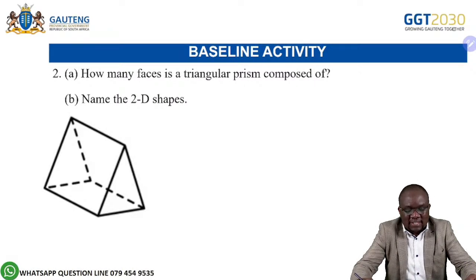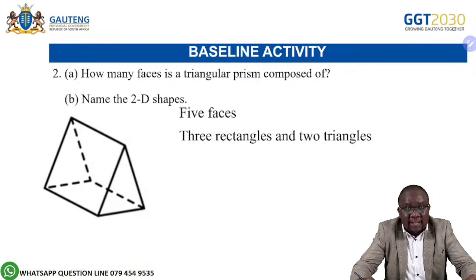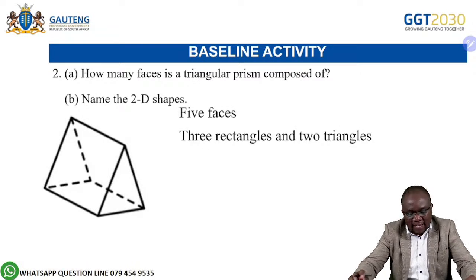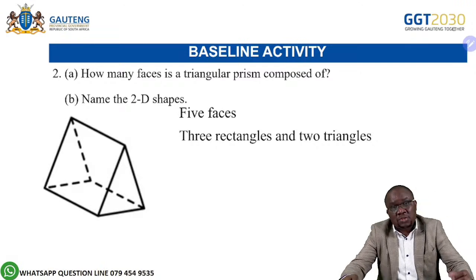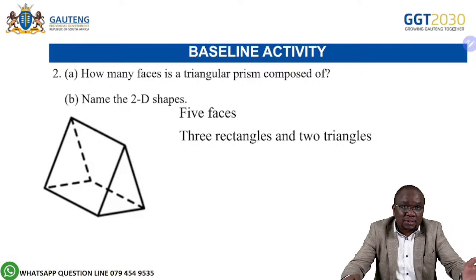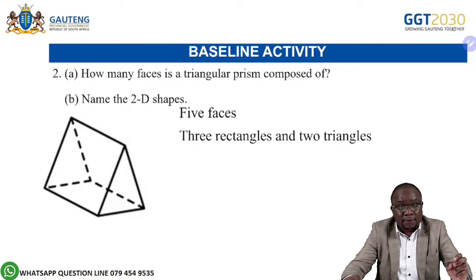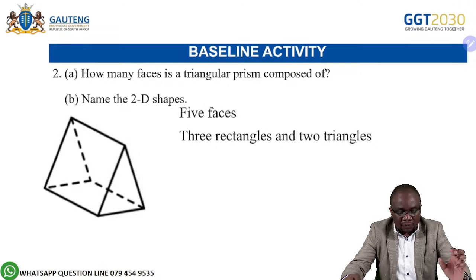Right, welcome back. How many faces did you see there? There are 5 of them. Right, the second question says, name the 2D shapes. Even if you said triangles and rectangles, it's still okay. I gave you the number of rectangles actually. I said 3 rectangles and 2 triangles. But even if you said triangles and rectangles, you have answered the question.